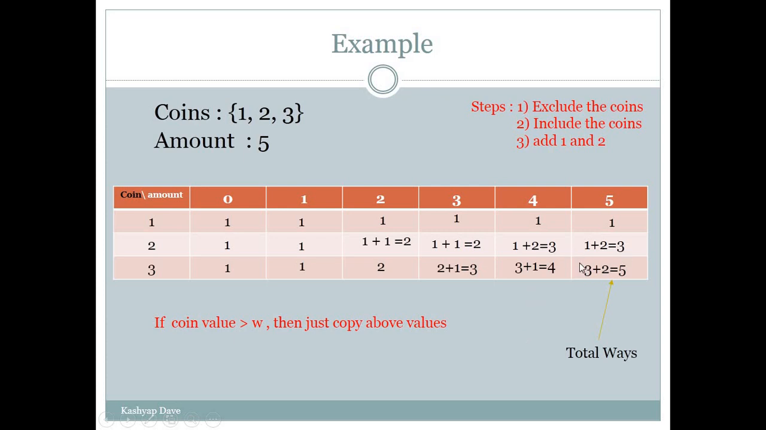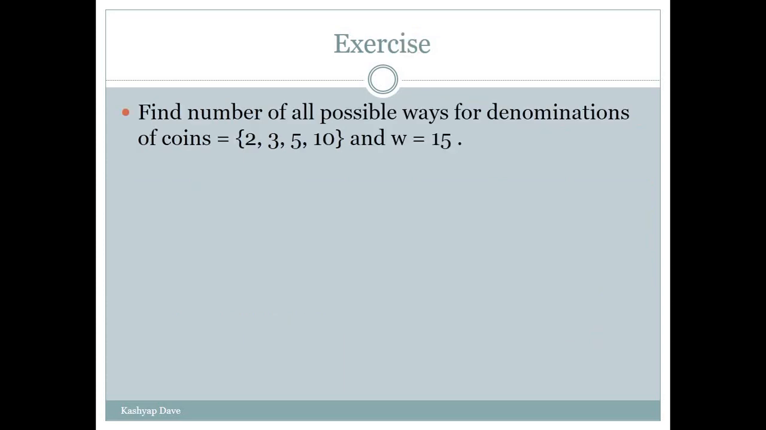Okay, always in this corner you will find your answer. So this is the example for finding total ways for making a certain amount using certain coins. Okay, this is the exercise for you guys. In that you will have coins 2 rupee, 3 rupee, 5 rupee and 10 rupee, and you will have to make amount of 15.